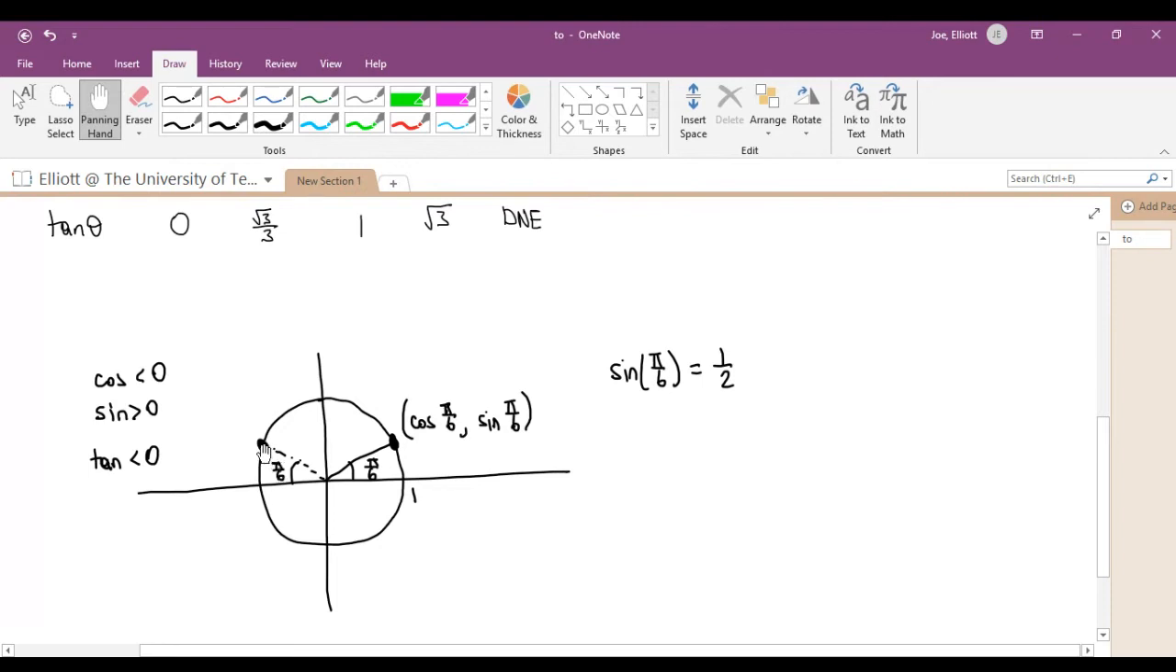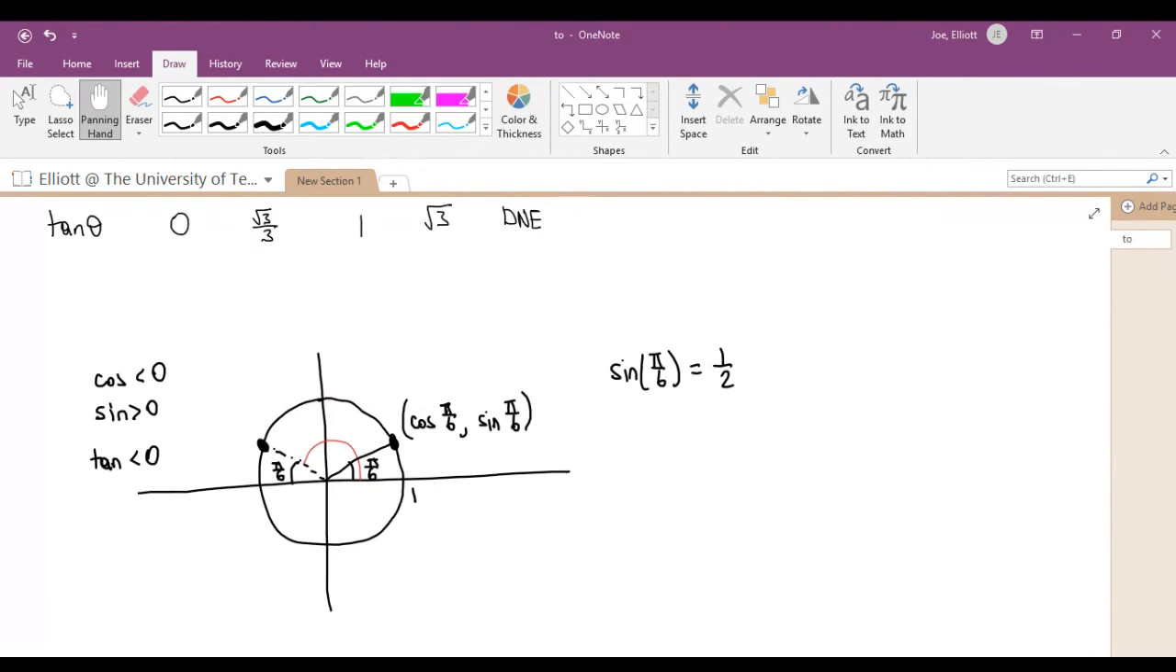And then this angle that we're looking at right now has the same reference angle of pi over 6. But the actual angle measure, if you measure from the positive x-axis, do you know how you would figure out the actual angle measure if its reference angle here is pi over 6?